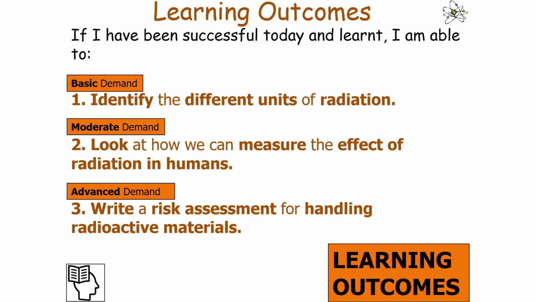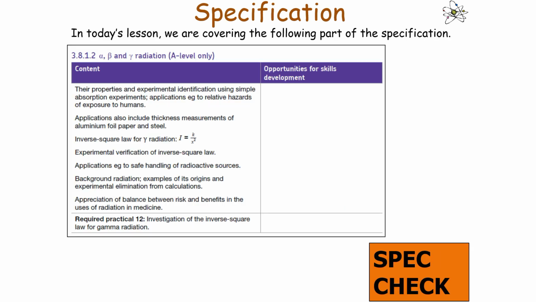So if we've been successful and learned in today's lesson, we should be able to identify the different units of radiation, look at how we can measure the effect of radiation in humans, and finally write a risk assessment for handling radioactive materials. Now this forms part of the AQA specification in 3.8.1.2, alpha, beta and gamma radiation, in particular looking at the applications and the background radiation.